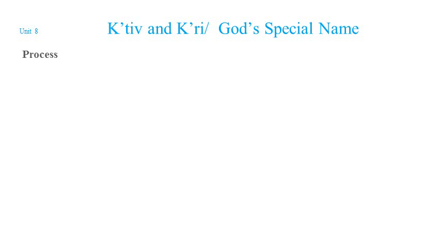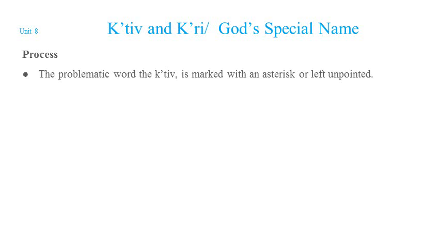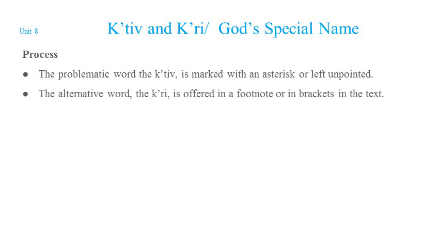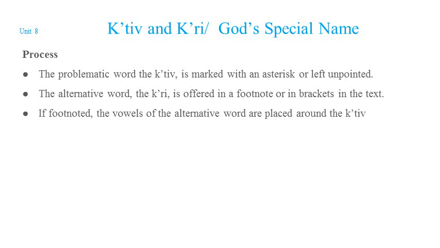So let's go see how this process of the Ktiv and the Kri actually works out. The problematic word in the text, the Ktiv, is marked with an asterisk, or in other cases it might be left without vowels at all. The word that's suggested by the Masoretes, the alternative word, the Kri, is offered in a footnote, note the asterisk, or it is placed in brackets next to the unpointed consonants.